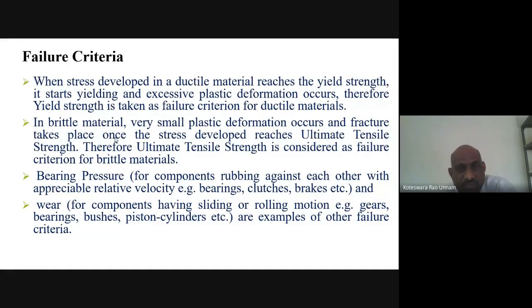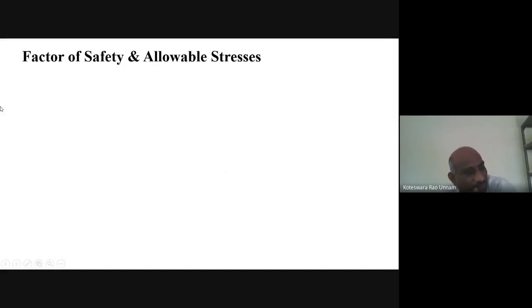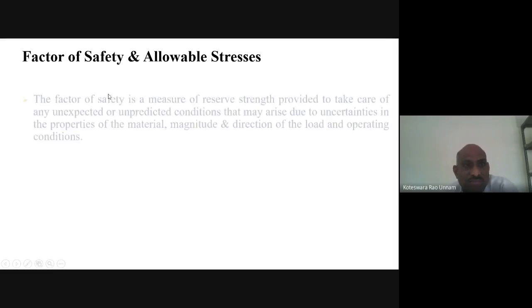In some instances where components are rubbing against each other, we need to consider bearing pressure as a failure criterion, and also wear. So now, once you understand how to characterize the load, then how to estimate the load, then you define the failure criteria. Next we'll move on to the calculation of the allowable stress based on the factor of safety.